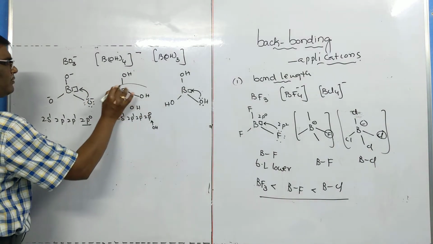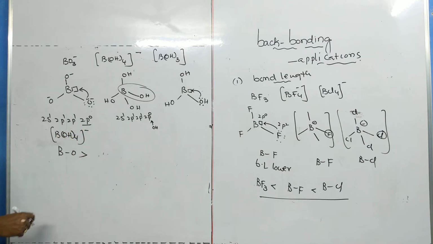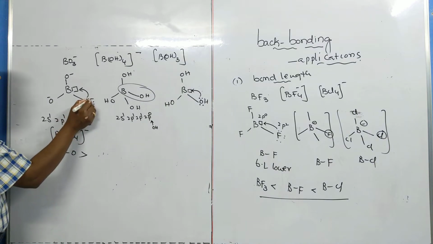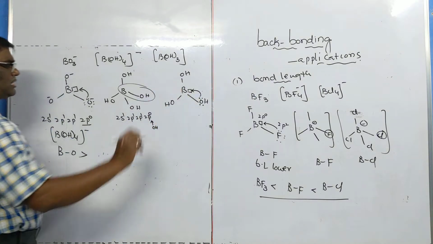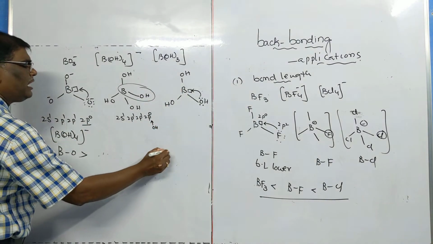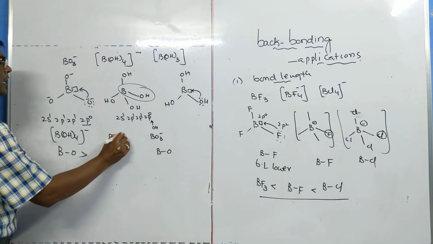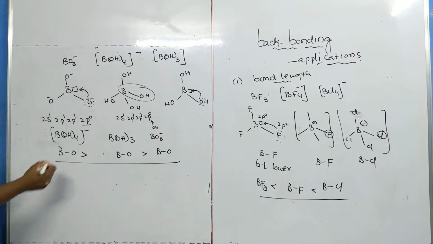That's why, because of no back bonding, the BO length is larger in BOH4 minus. Of all these, this is the larger one. In the other two, back bonding is there. But back bonding is more effective with negatively charged species compared to neutral atoms. That's why the bond length is least in BO3 minus compared to B(OH)3. So this is the order of BO bond length.